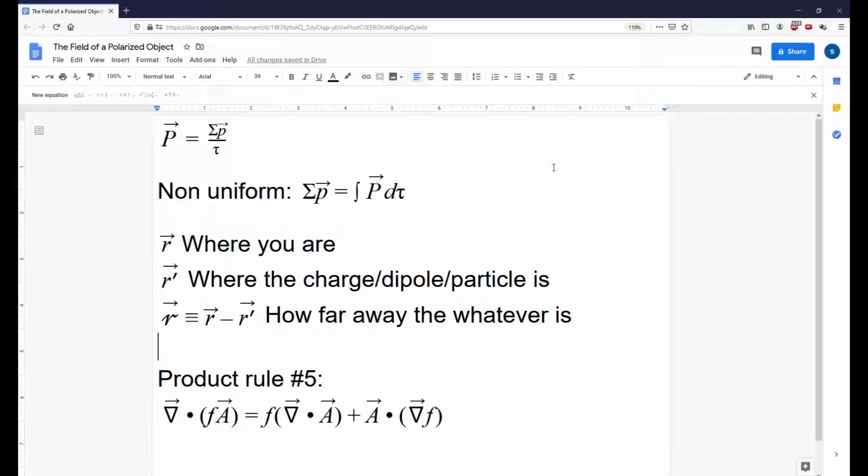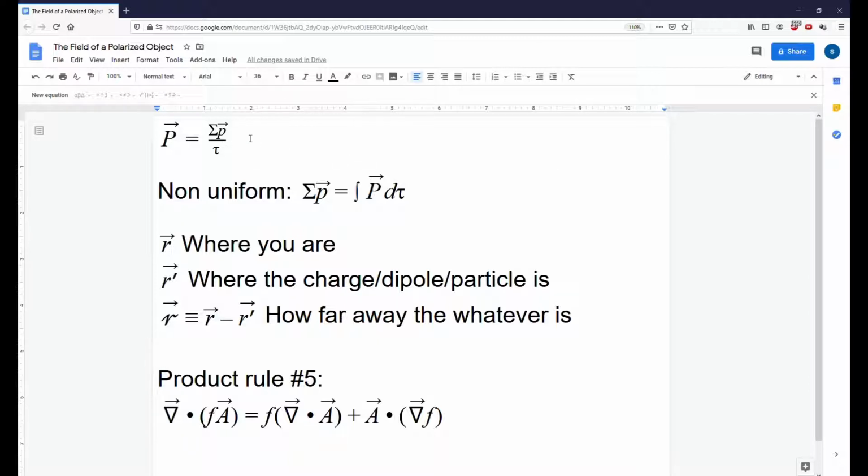From our last lesson, we realized that every atom and molecule either is or can be a dipole. Since most objects are made of a bunch of atoms or molecules, most objects are made of a bunch of dipoles. So for this lesson, we are going to try to figure out the electric field and electric potential from these collections of dipoles.